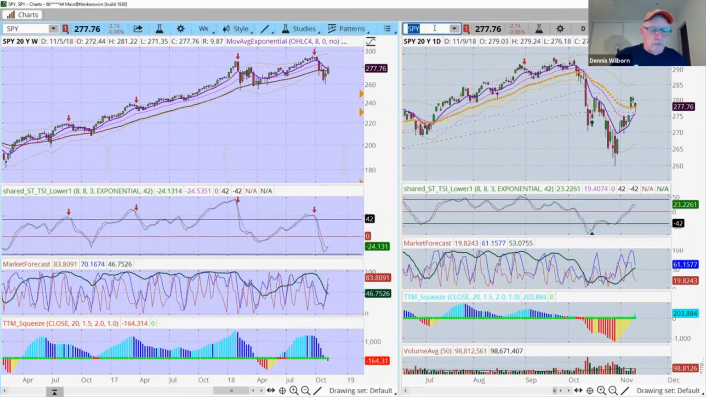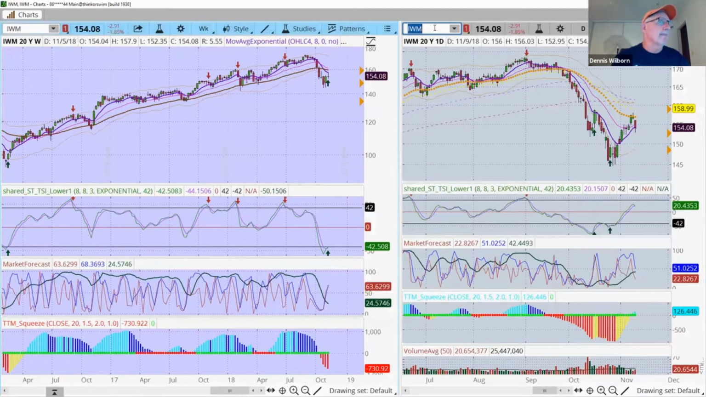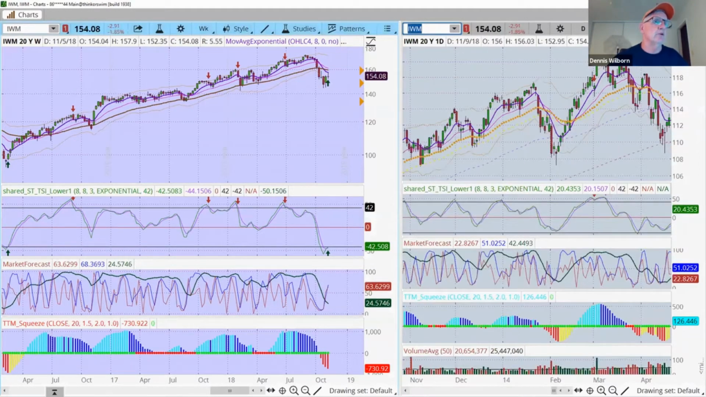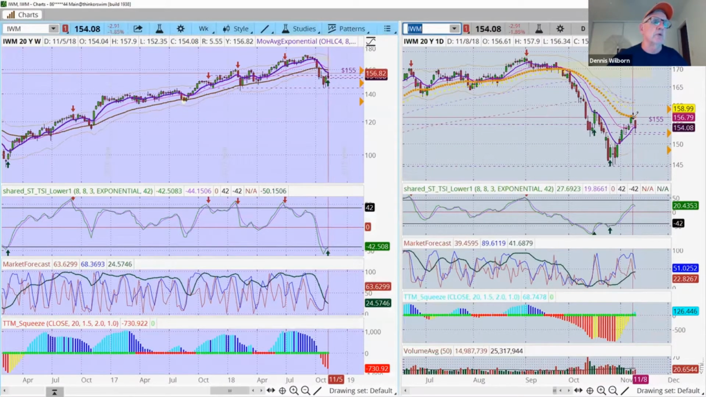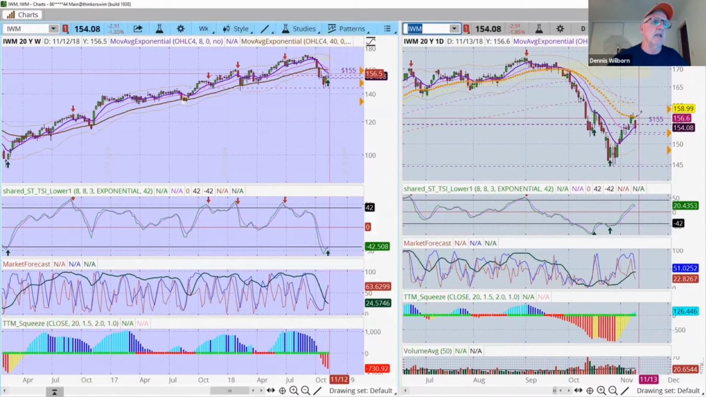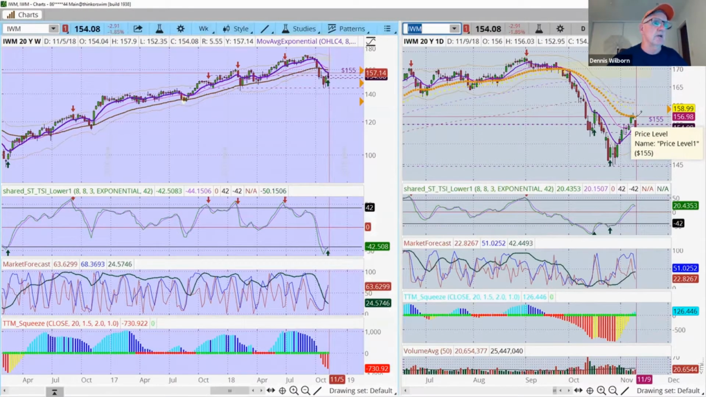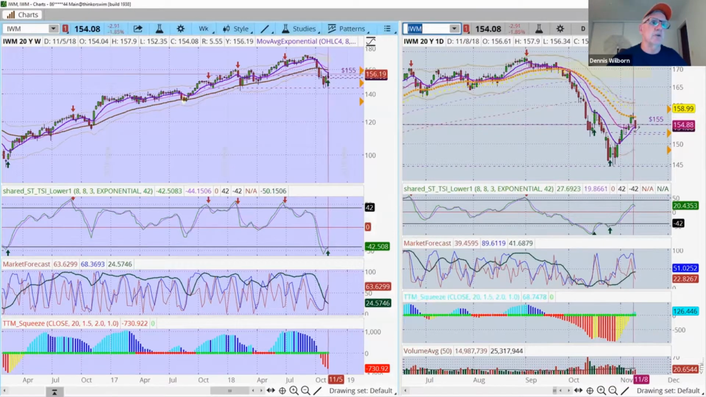So that's one of the ones we're looking at. IWM is another one. This is the Russell. It closed a little bit below the eight period moving average, reversed down from the 34 EMA moving average on the daily chart, and it is basically just doing a nice little pullback.